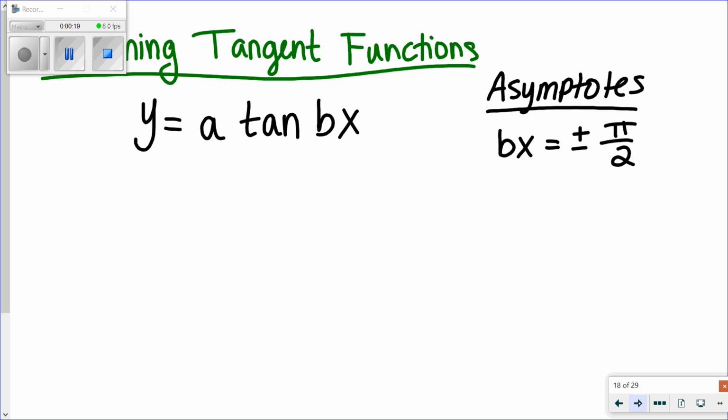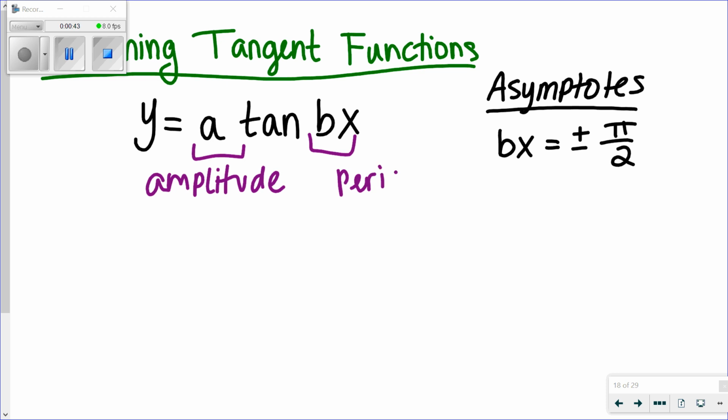When we're graphing tangent functions, here is our general form: y equals a tangent b times x. Just like with sine and cosine, a is always our amplitude, which affects how high or how low our graph goes on the y-axis, and b helps us calculate our period.